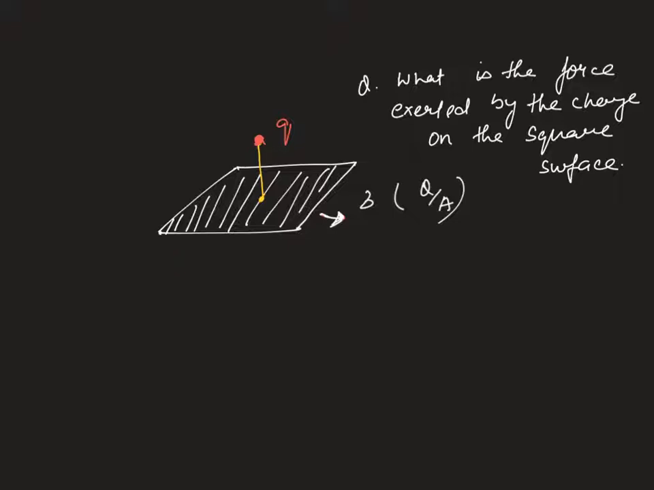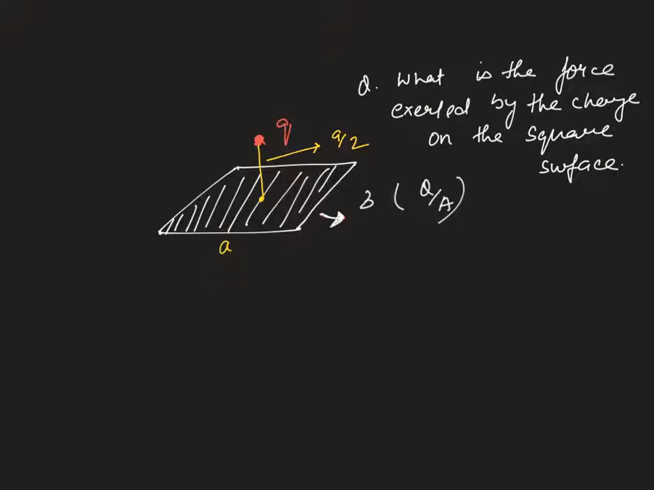Here is a square surface. The charge is q. The square surface has charge density sigma. And the question is very simple: what is the force exerted by the charge on the square surface? Some values have been provided. The side of the square is a, and the distance from the center of the square to the charge is a by 2, half the distance.